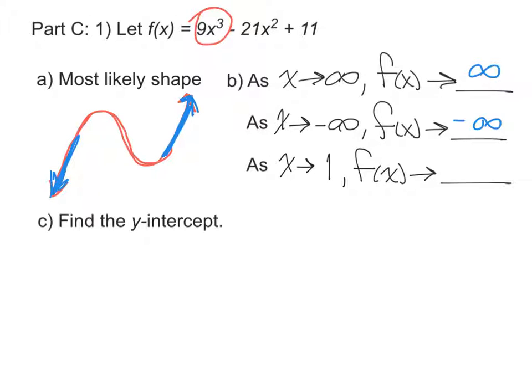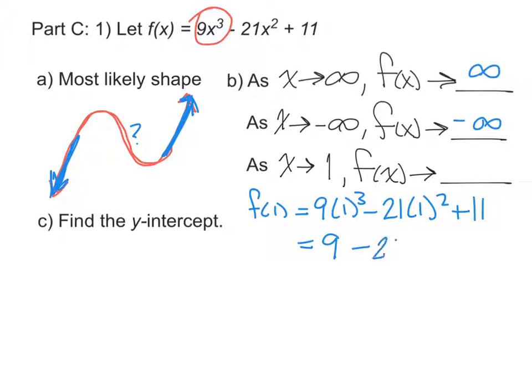As for what happens as x approaches 1, that's going to be somewhere in the middle here. But because f of x is continuous, when we plug in 1, we'll know what f of x will equal. So let's do that. Finding out what f of 1 is means we'll have 9 times 1 cubed minus 21 times 1 squared plus 11, which is 9 minus 21 plus 11. That looks like negative 1 to me. So that means f of x is going to approach negative 1.